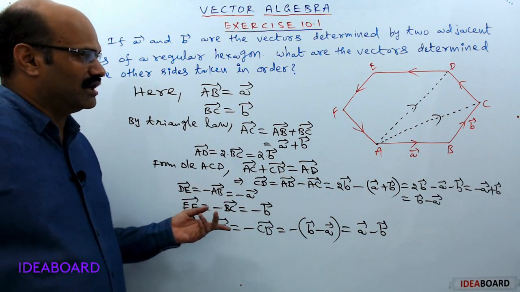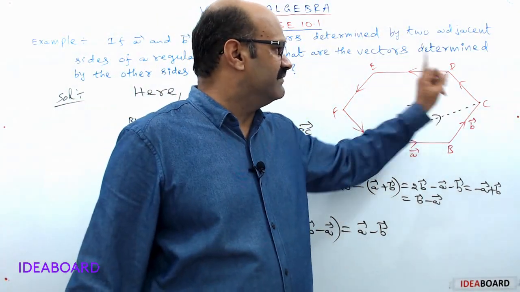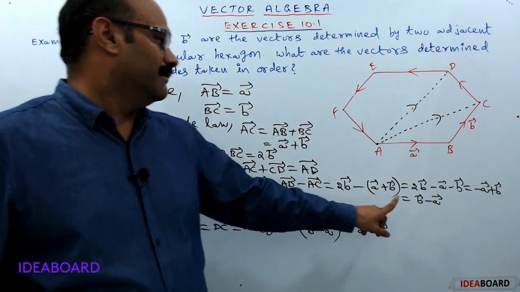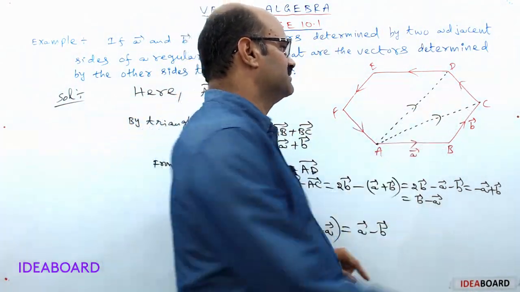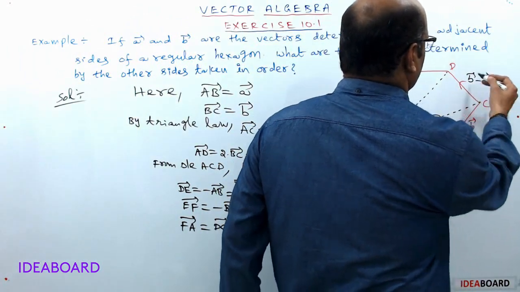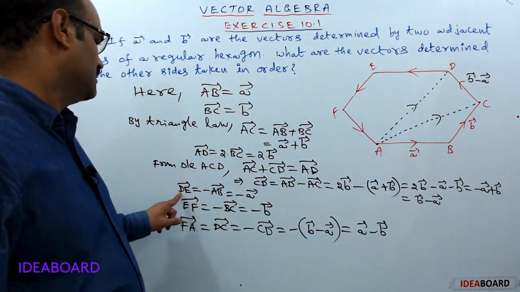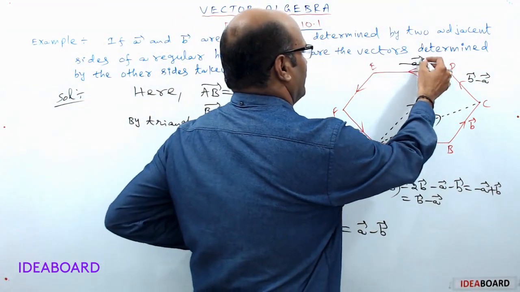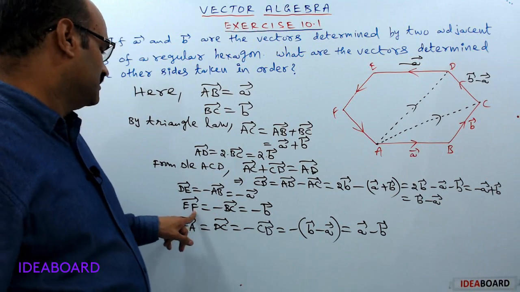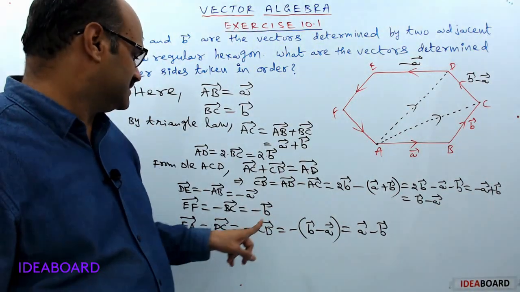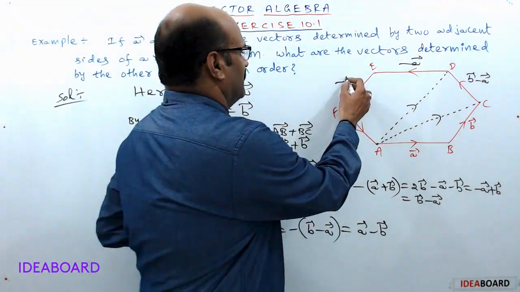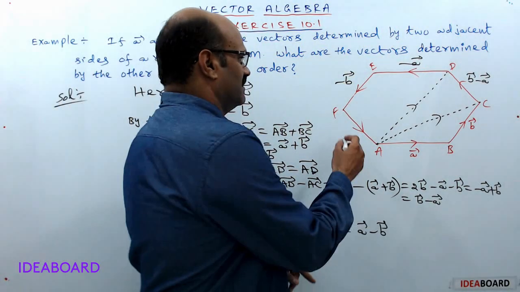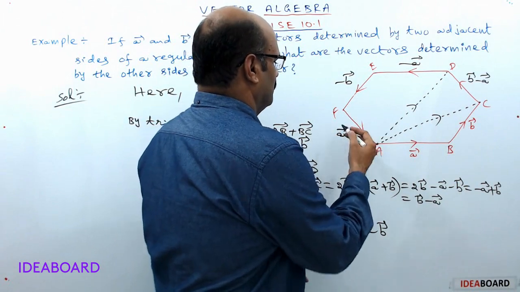So here we have got CD vector equal to B vector minus A vector. DE vector equals minus A vector, and EF vector equals minus B vector. Next, FA vector equals A vector minus B vector.